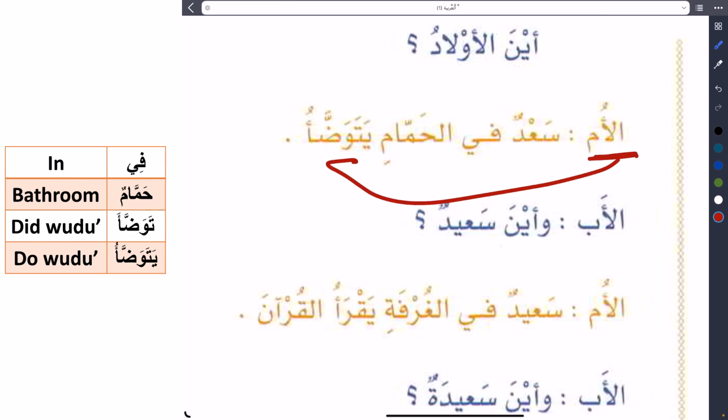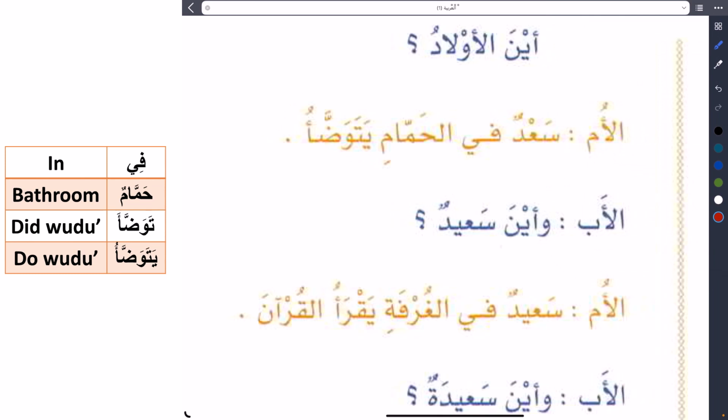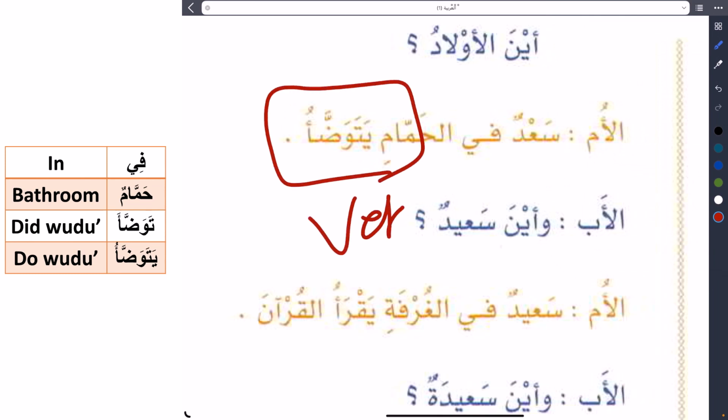Then the mother says, Yatawadda'u. And now we start talking about verbs. In all what's before, we talked about nouns. Now we start talking about verbs.